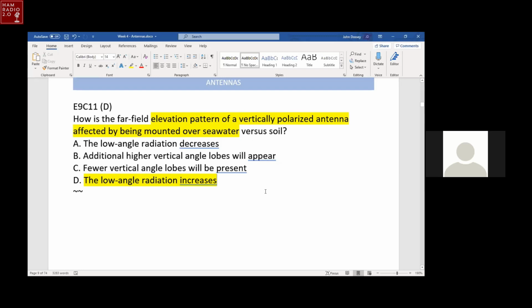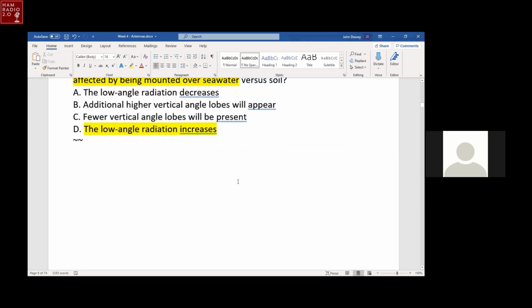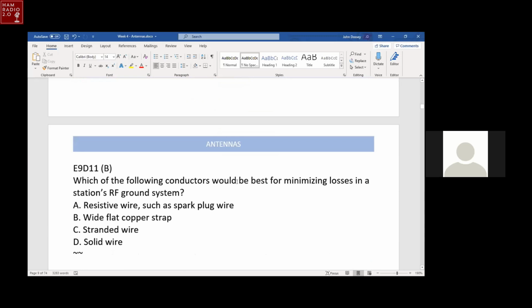Use it over seawater, put one up on the beach. Even fresh water works good, but certainly seawater works better than dirt, especially if you're in rocky soil. West Texas is more rocks and sand. There's not much conductivity in that soil. Put it over seawater and the antenna works way better. And the low angle radiation increases, meaning we'll get into the low angle radiation a little bit.